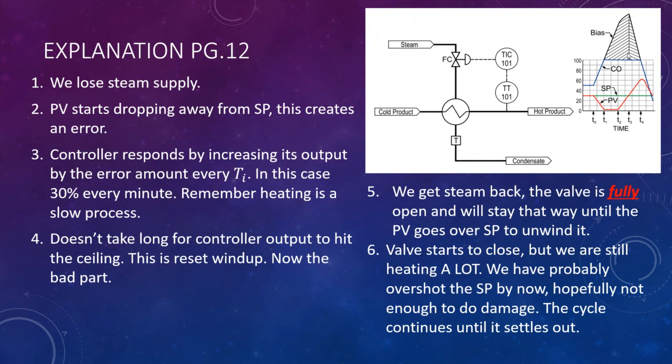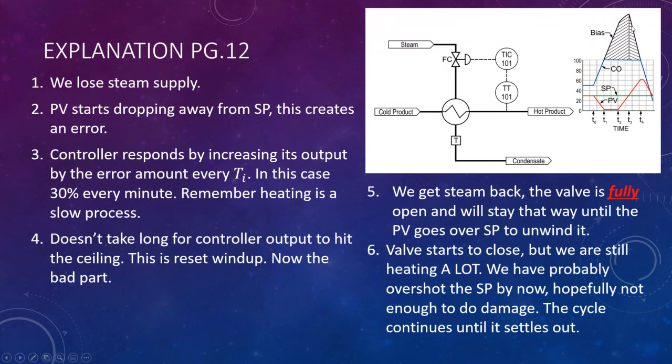It is going to stay that way until the PV gets over the set point, until it unwinds. It's going to stay open until our PV crosses our set point line. So now this valve is way open, way more open than 100% open. Now that it crosses this PV line, it's going to say, oh, I made my PV, I can start to close now. So at this point here, it starts to close.